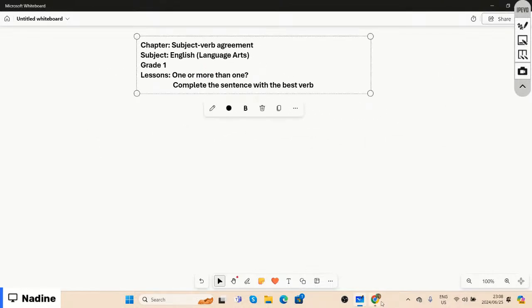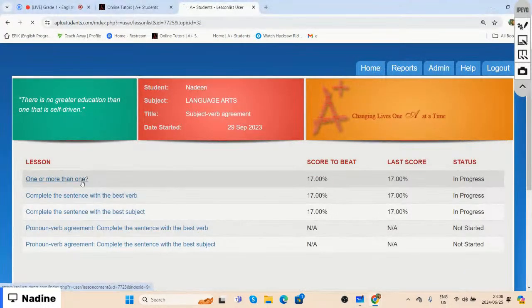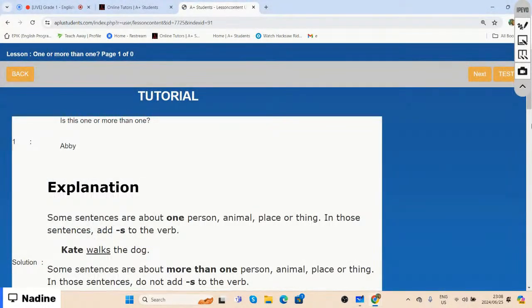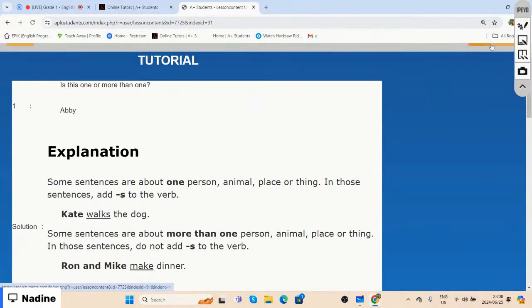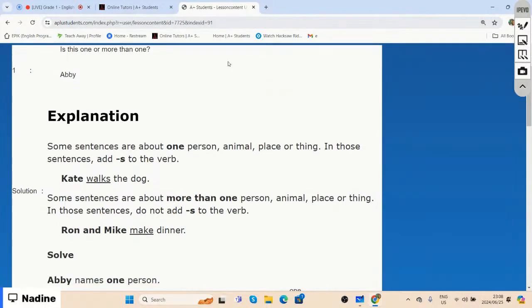All right. So when it comes to subject verb agreement, like we said, the first lesson is where we're asking ourselves one or more than one. That is almost like a question that you're asking yourself. Usually a subject is either a person or thing that is doing an action. The verb is the action that is being done. So basically, the subject as well as the verb, they need to be in agreement.